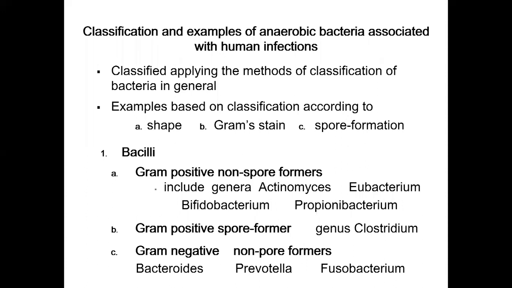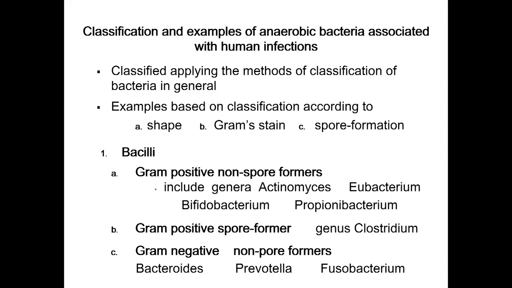and spore formation. If you look at the shape, there are bacilli which are strict anaerobes. Based on Gram reaction, you have gram-positive bacilli, and based on spore formation, they are non-spore formers. So they are described as bacilli, gram-positive, non-spore formers. And there are quite a number of genera in that group. One is Actinomyces, then there's Eubacterium, Bifidobacterium, and Propionibacterium.